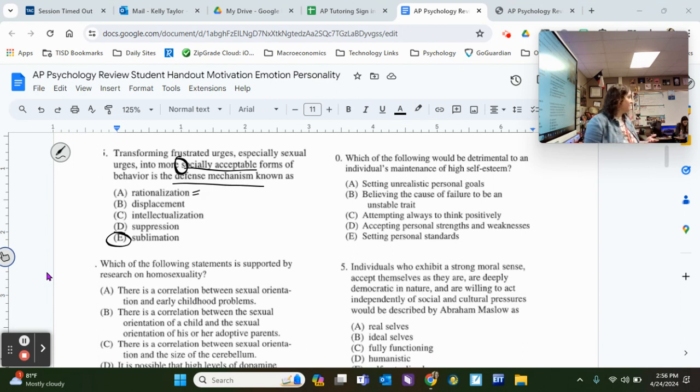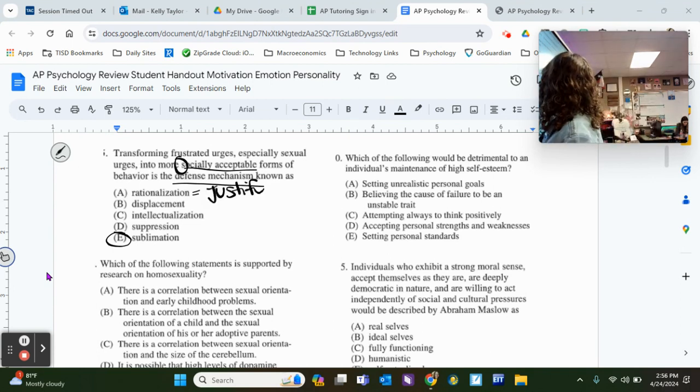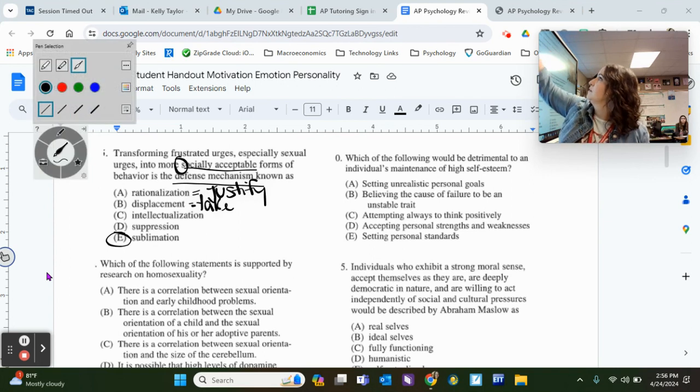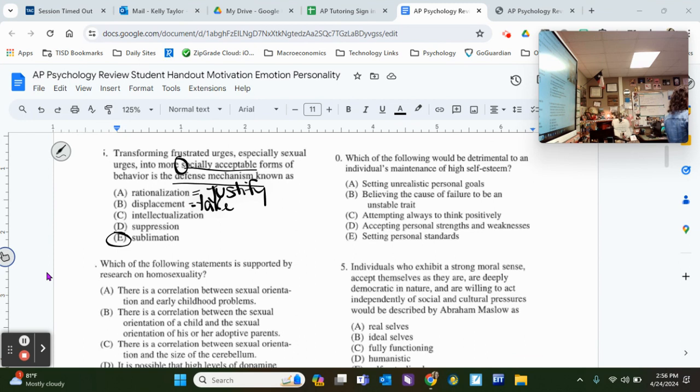Rationalization, you were just justifying it to yourself. Do y'all remember what displacement was? You take it out on others, right? You slam a door or you toss a table. So you take it out on something else. Displacement is like a thing, and projection is on someone else. Projection, and displacement could be on someone else too. Like I could yell at you because I'm mad at somebody else.